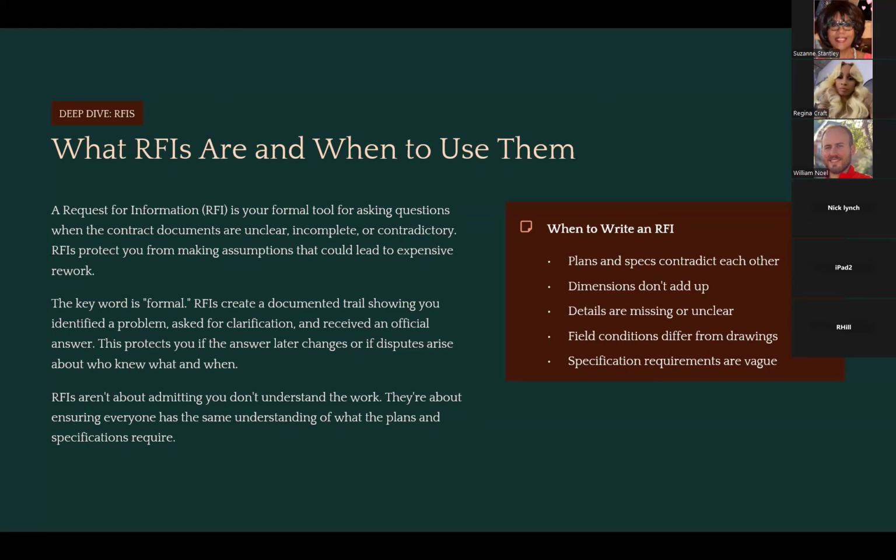RFIs protect you from making assumptions, and again, they help you manage your risk in the project, and in turn, also help the general contractor manage his risk. So yes, the key word here being formal. You can ask questions all you want to. You can send an email or a text or talk about something on site with a superintendent or a foreman about how you should do something.